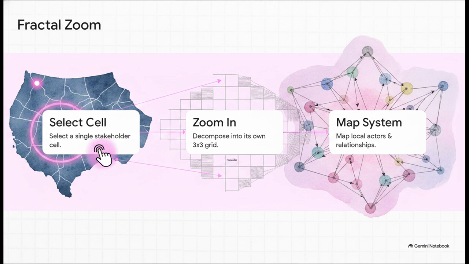The fractal grid does the exact same thing with information. Step 1, you select a single stakeholder cell, let's say the provider cell. Step 2, you zoom in to decompose it. That single cell instantly expands into its own brand new 3x3 grid, so one cell becomes 9. Zoom in again, those 9 become 81. It's wild because it allows you to break down massive global systems all the way down to local actors without ever losing your place or getting overwhelmed.